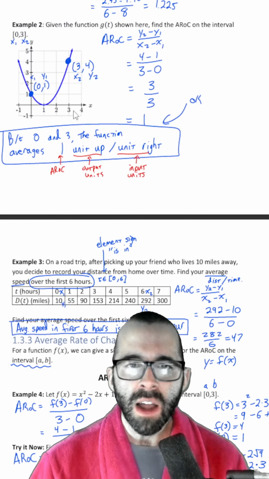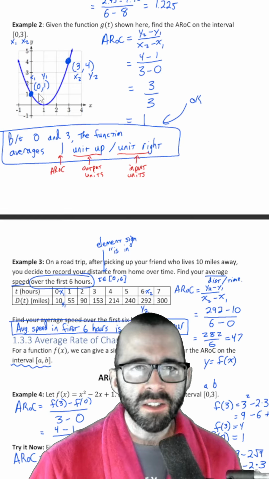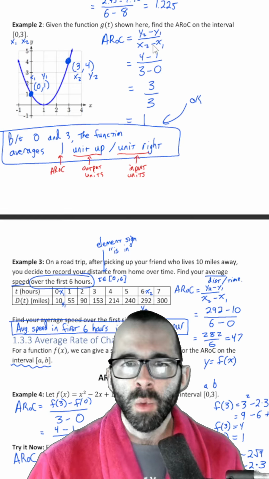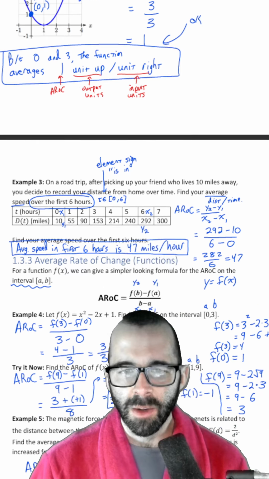So if we look at a graph, for example, and find the average rate of change between these 2 points, it's actually just going to be the slope of the line that connects them. We can use the slope formula, rise over run between those 2 points, to find exactly what that is.